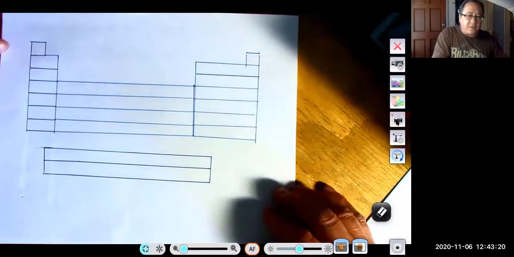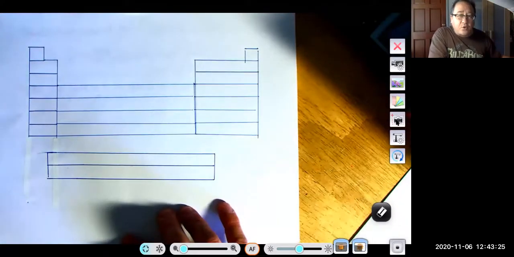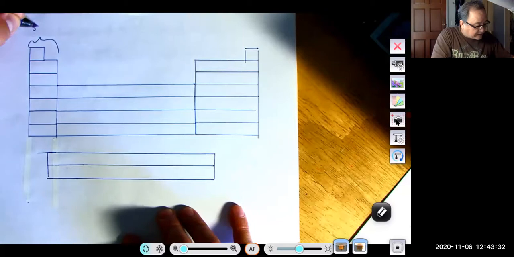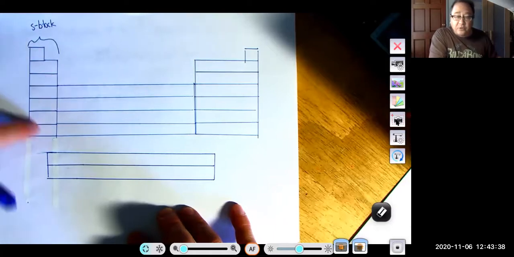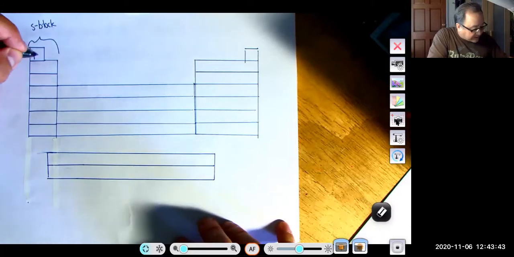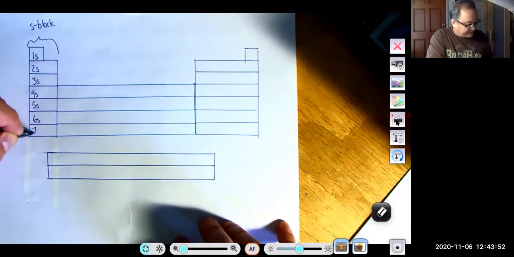Because this is what we're going to use for getting the electron configuration. And it gives us a very reasonable electron configuration. This right here is called the S block. So that means that each one of these little rectangles represents a subshell. And this is the 1s subshell. This is the 2s, 3s, 4s, 5s, 6s, and 7s.